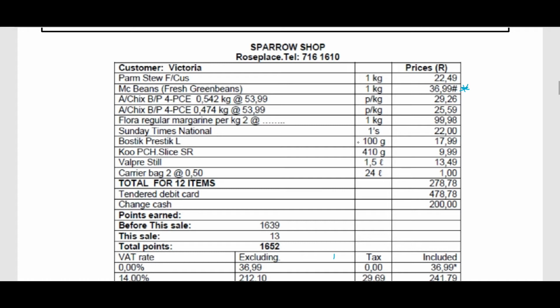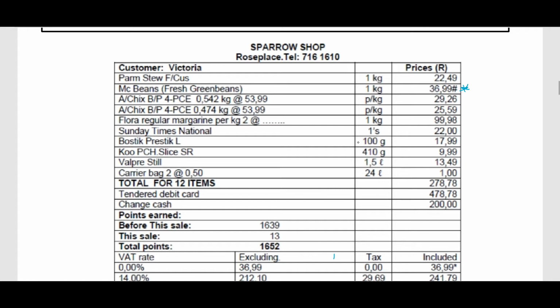In case the security there is trying to check if you have all your items, you are not missing anything, then they can use your receipt to say no, you are missing something here. Okay, what else must we see? Your receipt must indicate the total that you have to pay. So in this case, for all the items, the person must pay 278 rand. So these items, all of them, cost 278 rand.